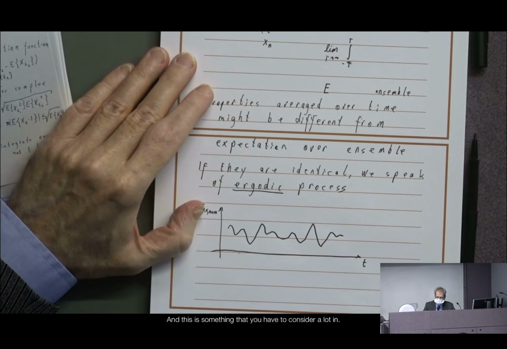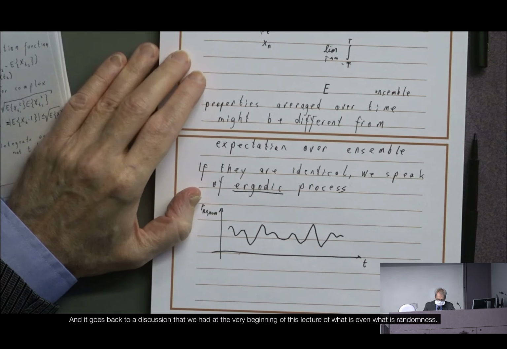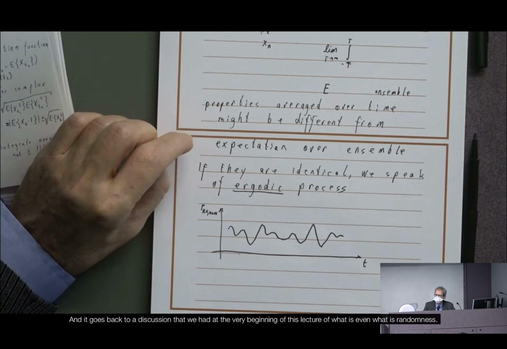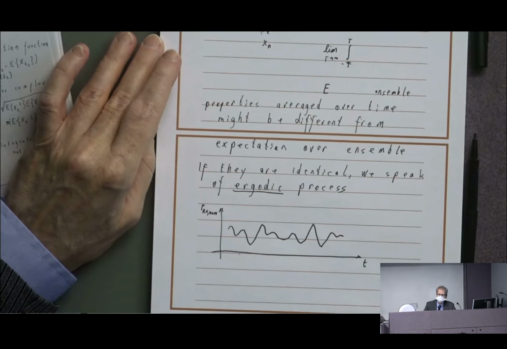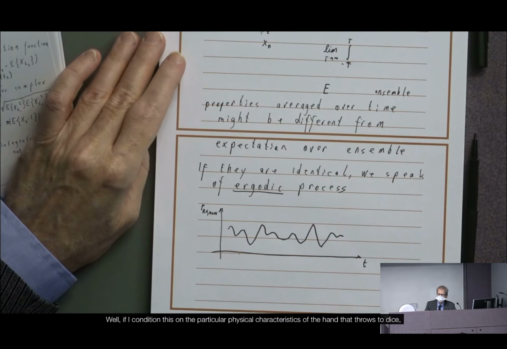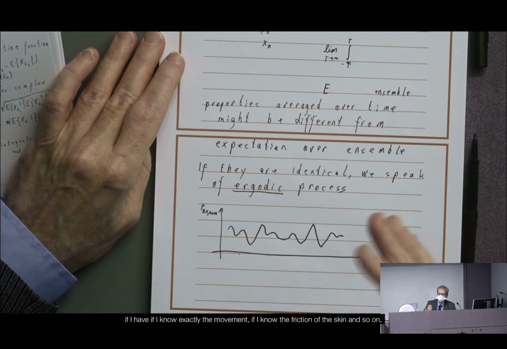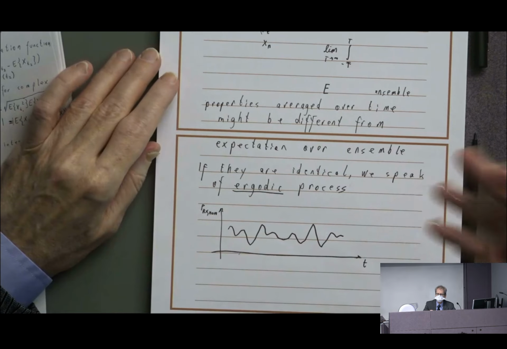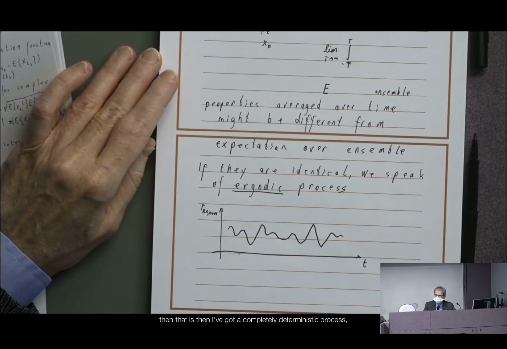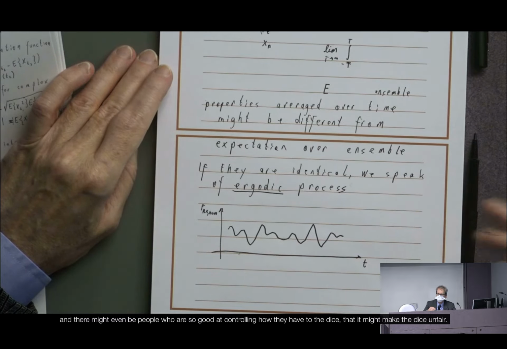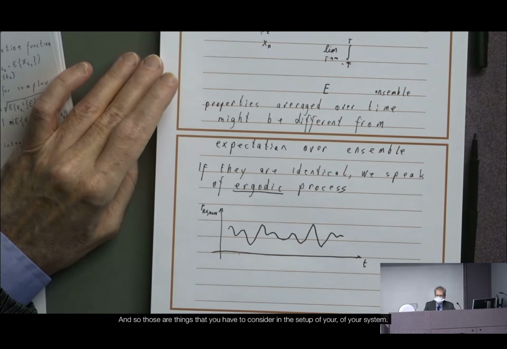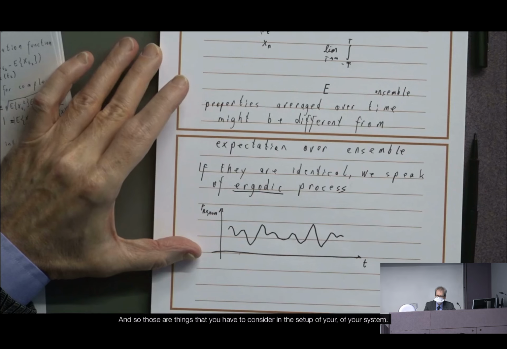And this is something that you have to consider a lot, and it goes back to a discussion that we had at the very beginning of this lecture of what is randomness. Even for the throwing of the dice, we're saying that, well, it's random with 1/6. Well, if I condition this on the particular physical characteristics of the hand that throws the dice, if I know exactly the movement, if I know the friction of the skin and so on, then I've got a completely deterministic process. And there might even be people who are so good at controlling how they're throwing the dice that they might make the dice unfair. Those are things that you have to consider in the setup of your system.